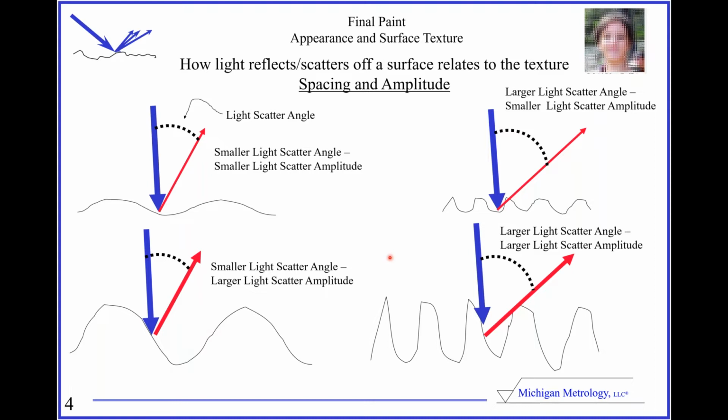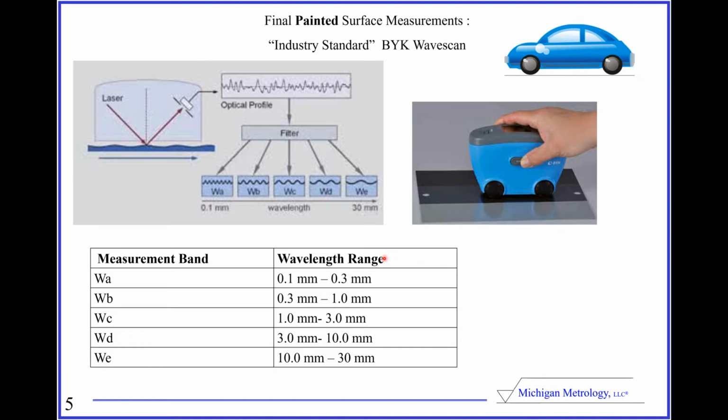One of the instruments used in the automotive industry to measure the final quality of the painted surface is something called a BYK wave scan. It's a real nice device. You roll it along the surface, and it picks up the light as it scatters off the surface and partitions it into a series of bandwidths related to these spatial bandwidths, WA, WB, and so forth through WE. These roughly correspond to spatial wavelengths on the surface. For example, WA is 0.1 millimeters to 0.3 millimeters, WB 0.3 to 1, all the way out to WE, which are very long wavelengths, 10 millimeters to 30 millimeters.